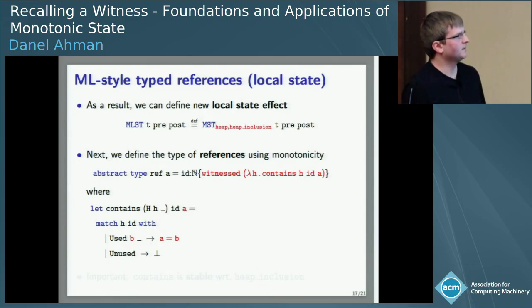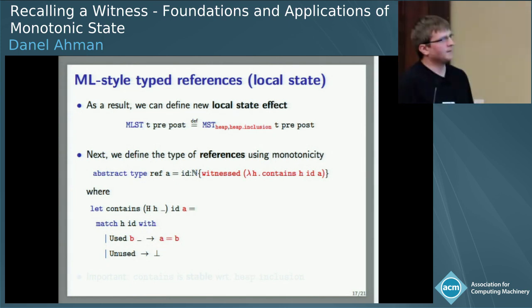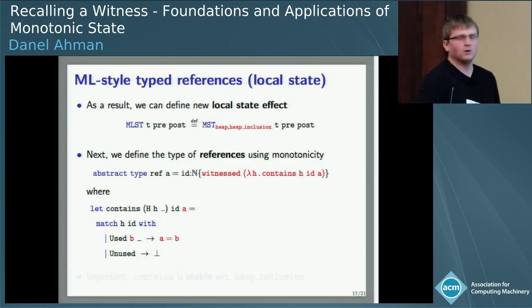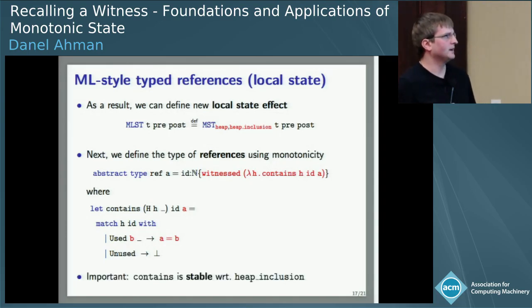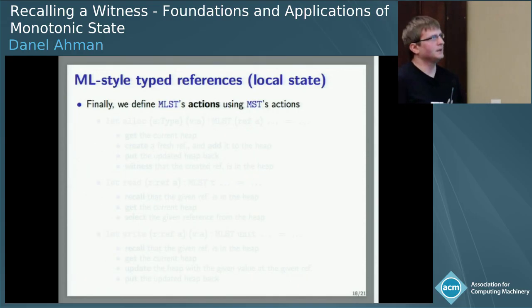So the idea here is that we define references as a refinement of natural numbers, but the refinement is exactly that at some point in the past we have witnessed that the reference is in the heap. And because our preorder is heap inclusion, then we know that everywhere in the future, whenever we get a value of ref A, it's sound to recall that the reference is actually in the heap. And as I said, the crucial thing is that this containment predicate is stable with respect to this heap inclusion preorder.